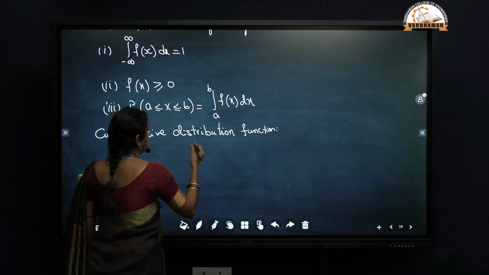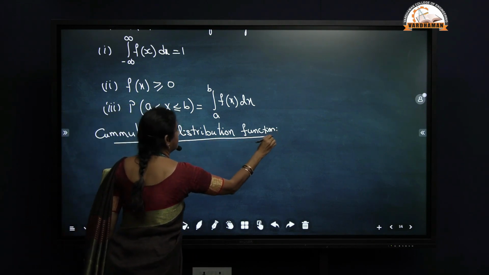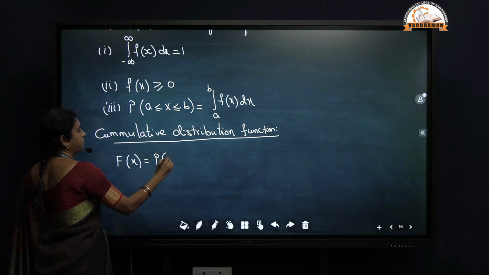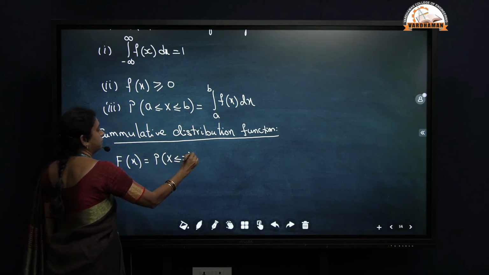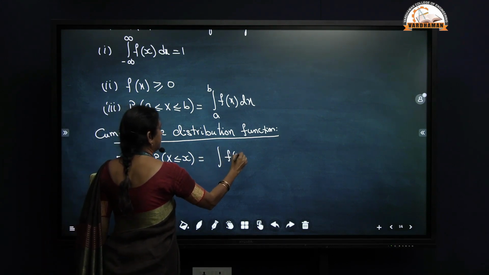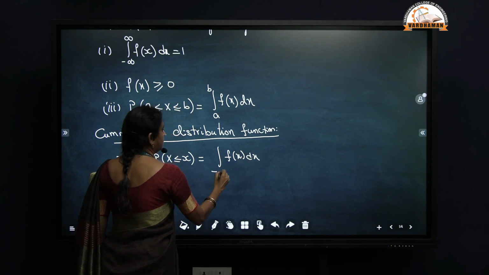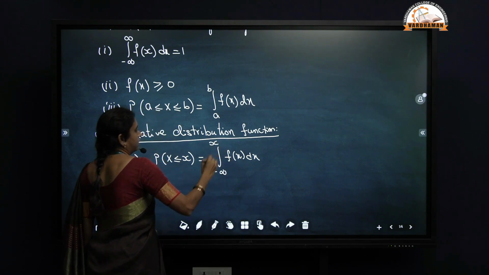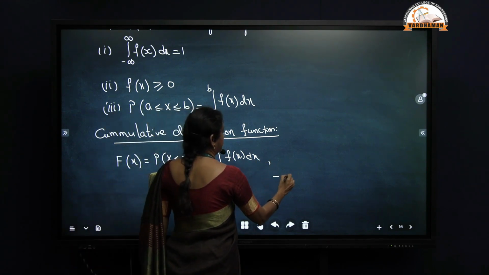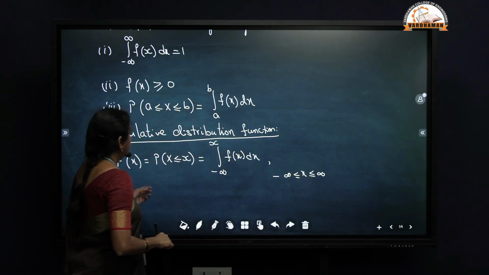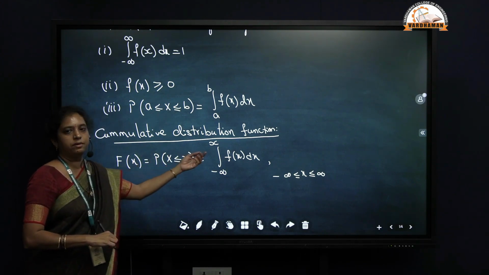So, for a continuous random variable x with probability density function f of x, the cumulative distribution function is denoted by capital F of x and is given by probability of X less than or equal to x, which is given as integral of f of x dx between the limits minus infinity to x, where this x takes values from minus infinity to infinity.